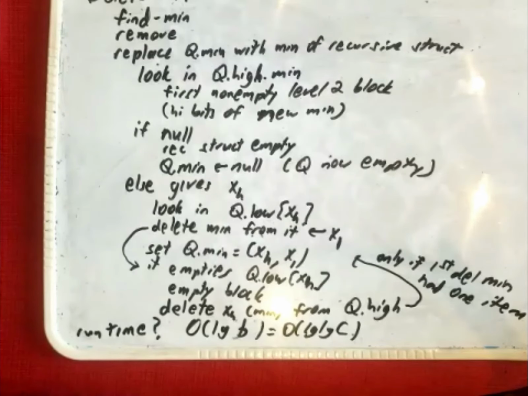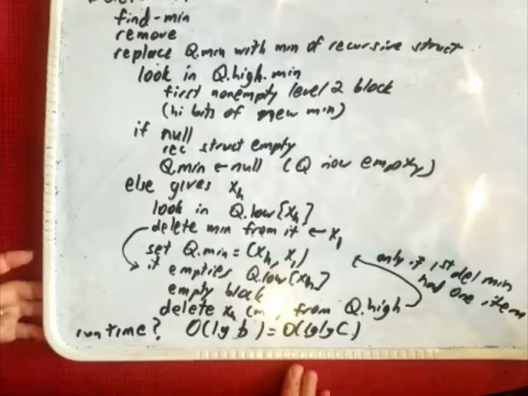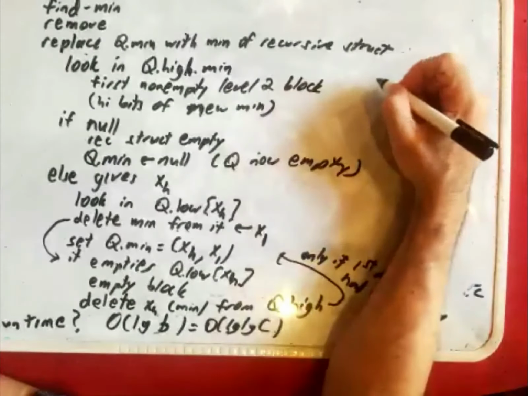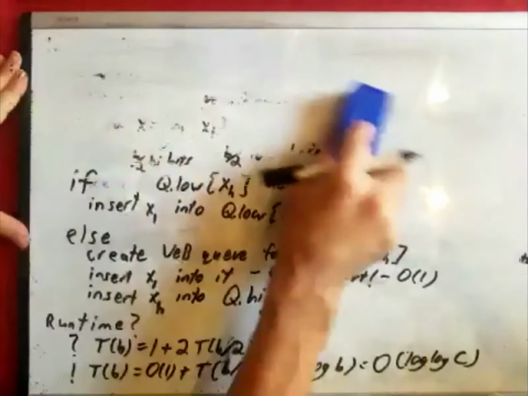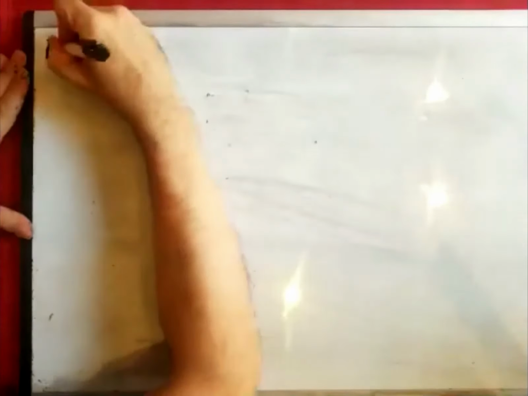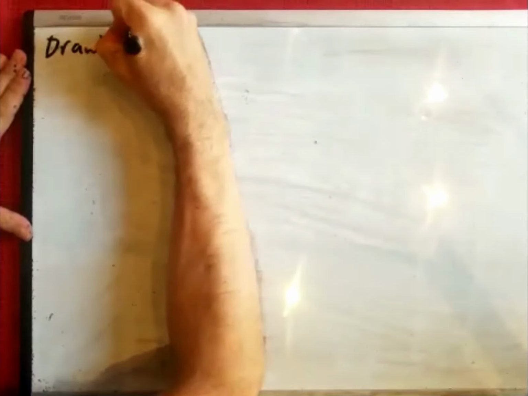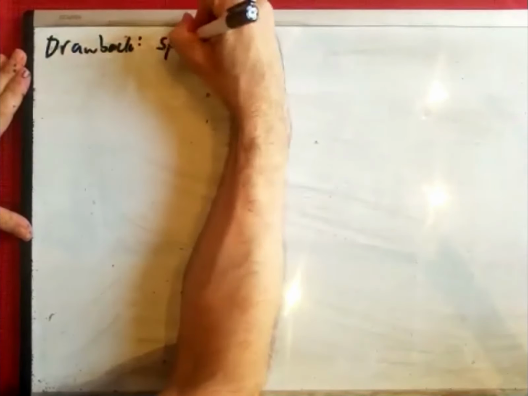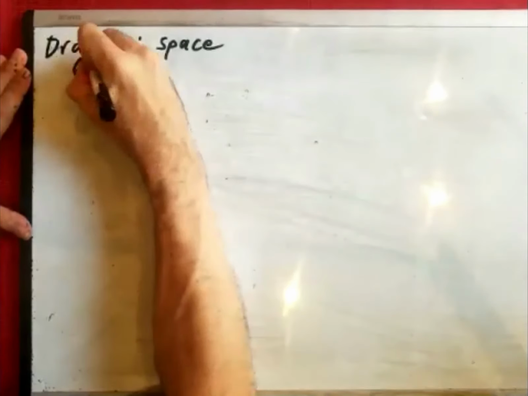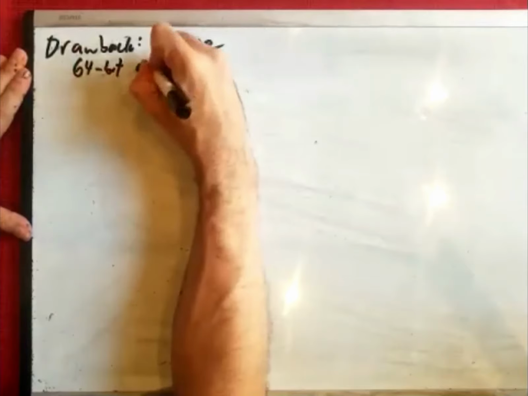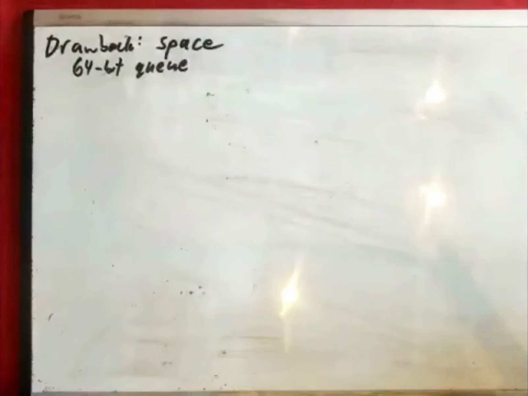So is there any drawback at all to the Van Emde Boas queue? Well, the time is fantastic. Where else might we be worried? The space. The space, right? So the drawback here is space. If I'm going to use a 64-bit queue, what's the space going to be?